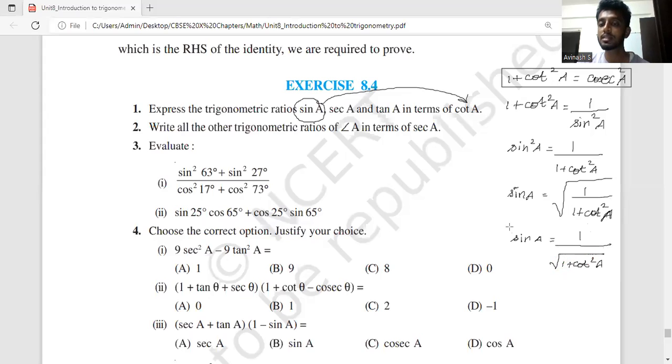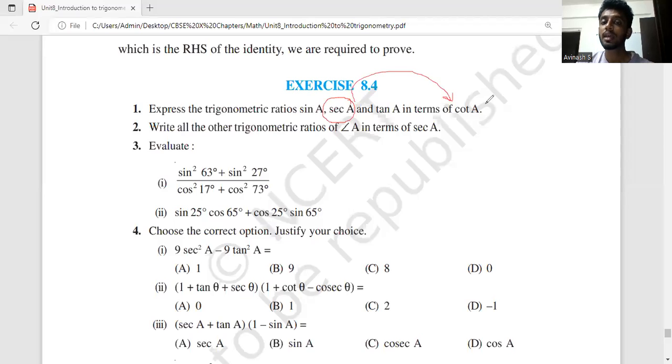So this is the answer for the first part. So what have I done? I have represented sine A in terms of cot A. There is nothing else. If you look at it, there is nothing else on the right side. But how I have represented, there is a square, there is a root, that doesn't matter. So this is how we approach the first subdivision.